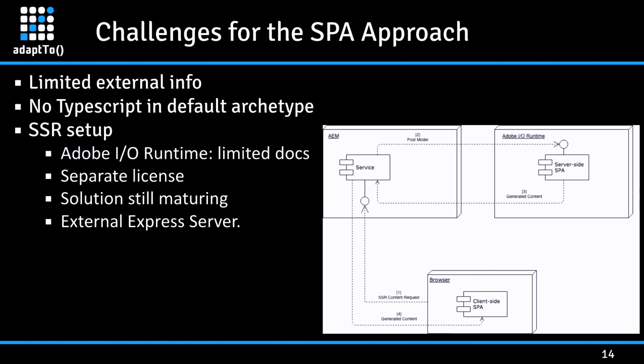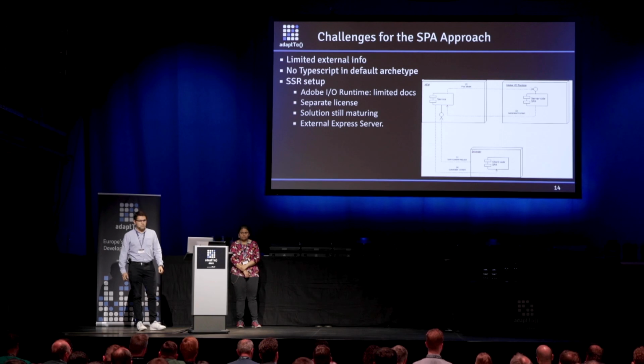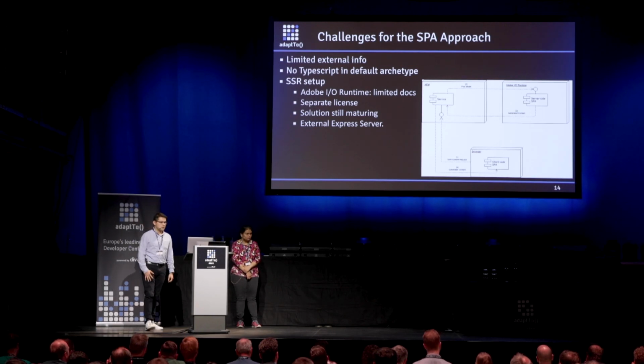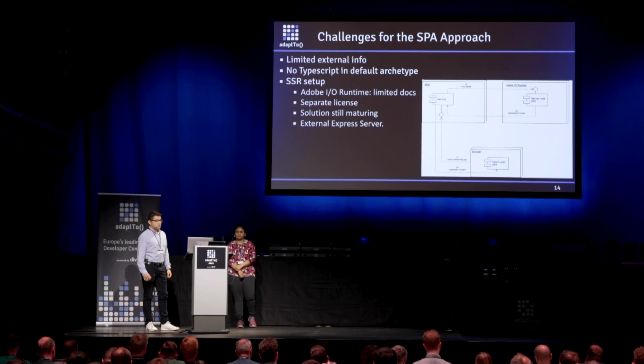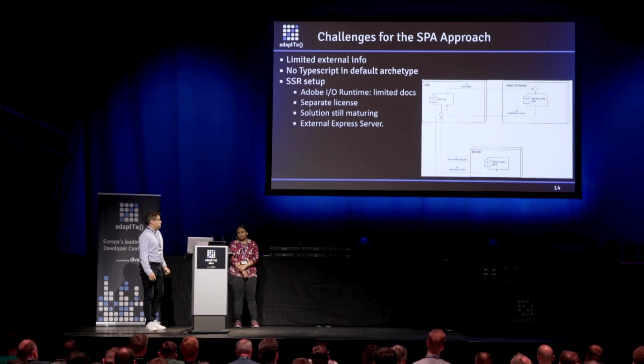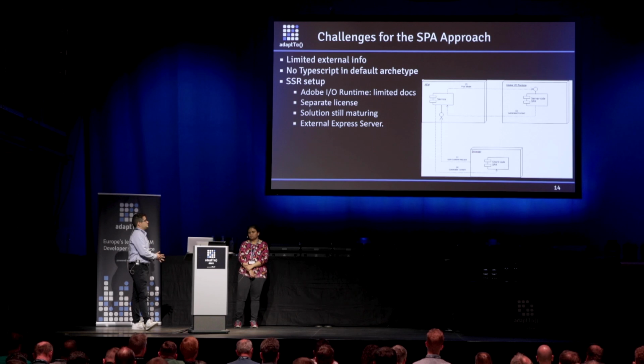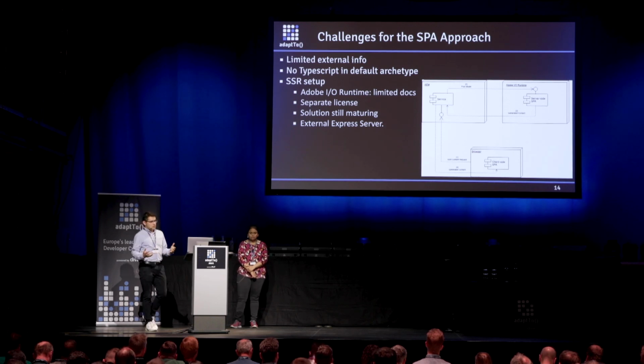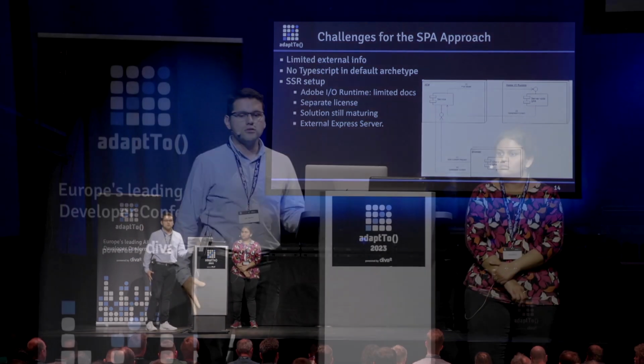Problems here. Adobe IO Runtime had limited documentation at that moment, so not many things outside. It also has a separate license, so an extra cost for the client. And the solution was still maturing at that moment. But then, also with the Maven archetype, we saw that it is possible to implement it with Express.js.